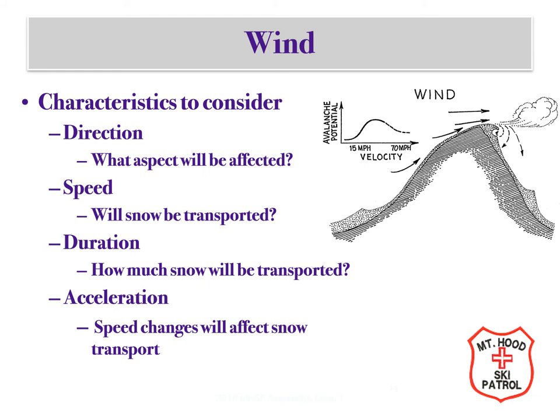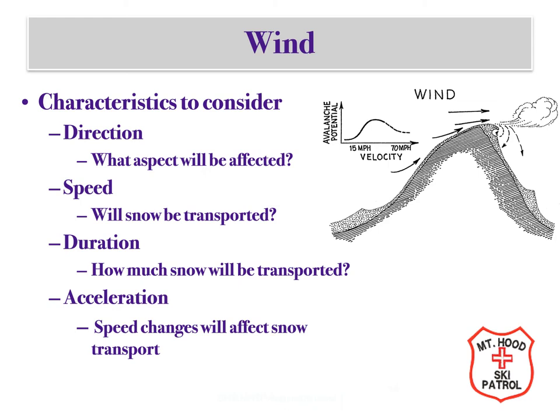So what do we need to think about when considering wind effects? First, think about the wind direction. Snow will be deposited downwind, so knowing the wind's direction will help determine what aspect of the mountain will be affected. Wind speed is another consideration, as we just discussed.